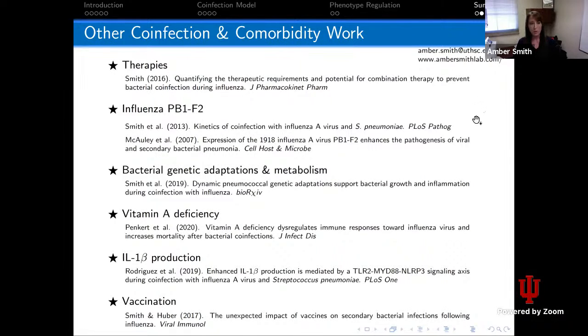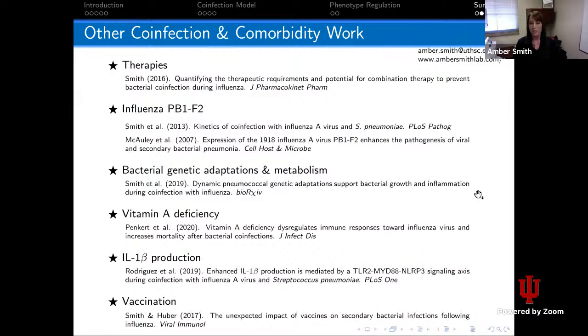We've looked at influenza proteins. The influenza PB1F2 protein is known to be associated with higher inflammation. We've shown that expression of the 1918 PB1F2 in particular will increase the pathogenicity of both the viral infection and the secondary bacterial infection. The modeling work that we did said it was mostly what happened in the virus that initiated a different co-infection. More recently, we've looked at bacterial genetic adaptations and metabolism.